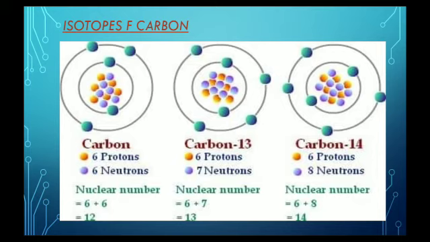In C12 there are 6 protons and 6 neutrons, which makes the mass number 12. Then in C13 there are 6 protons and 7 neutrons, which makes the mass number 13. And then in C14 there are 6 protons and 8 neutrons, which makes the mass number 14. So the most abundant form of carbon isotope is C12. That's why it is included in the periodic table.